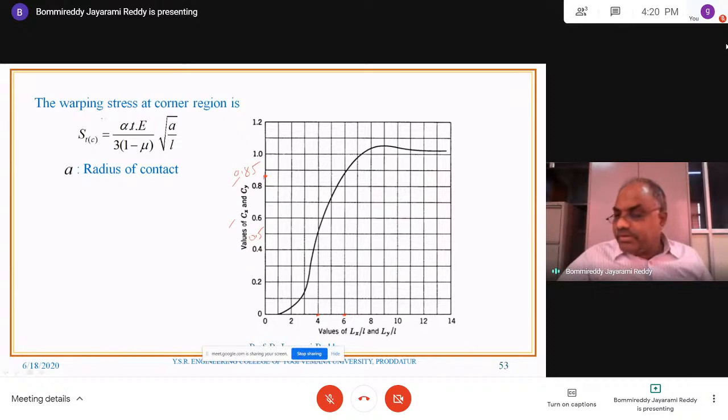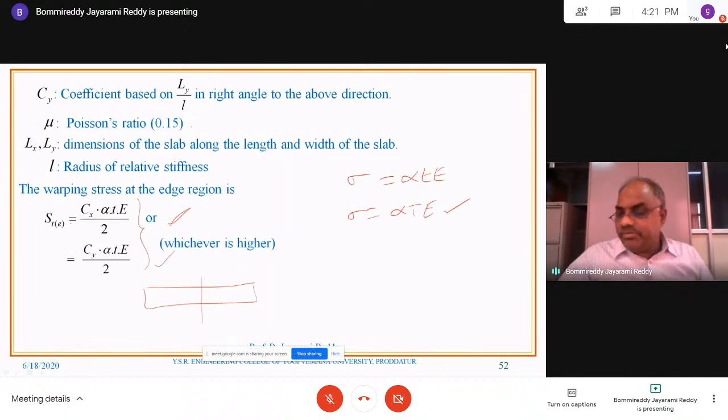And here it is warping stress at the corner region. Don't remember this also. All these formulas I am giving you only for outer knowledge sake, but not for the examination purpose. So these two equations are important. You need to understand it. Stresses because of the edge. Temperature stresses due to temperature at the edge.